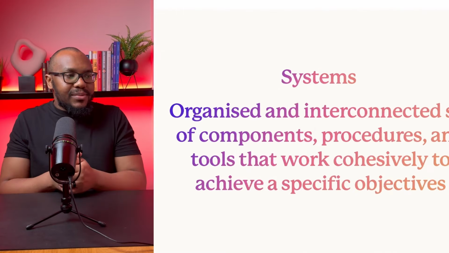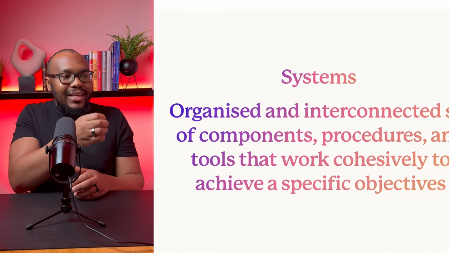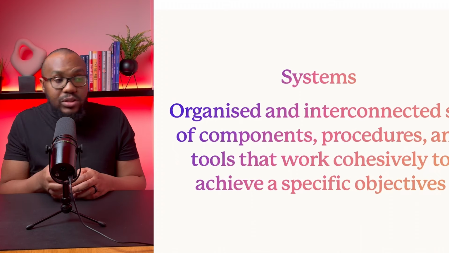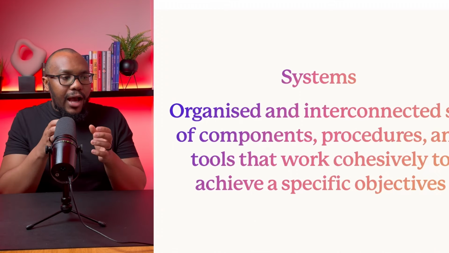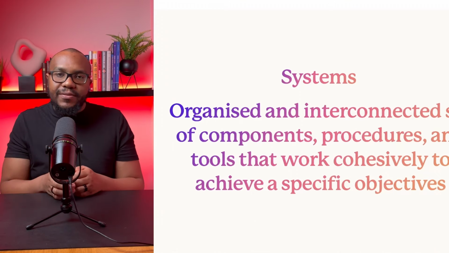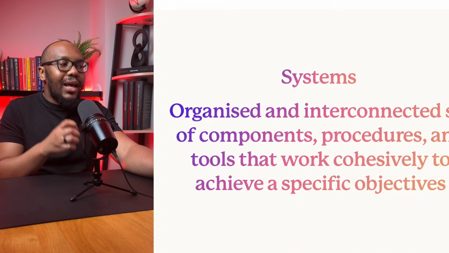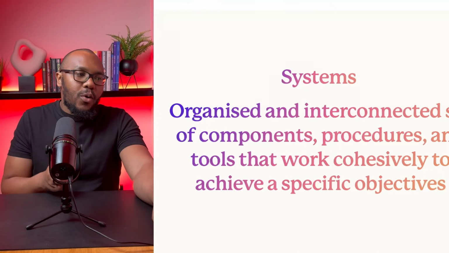So what are systems? Systems are an organized and interconnected set of components, procedures, and tools that work cohesively to achieve a specific objective. So those are systems. That's a simple definition of a system. Organized and interconnected set of components.